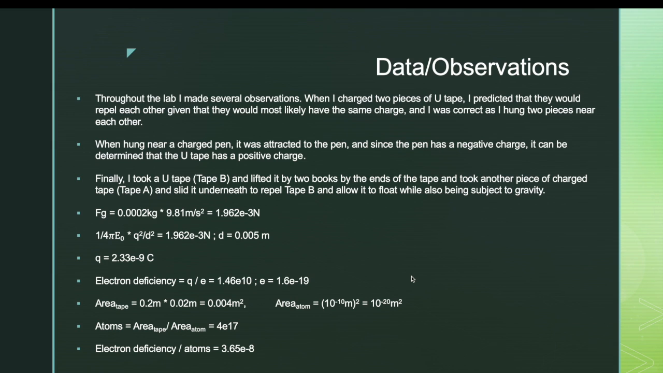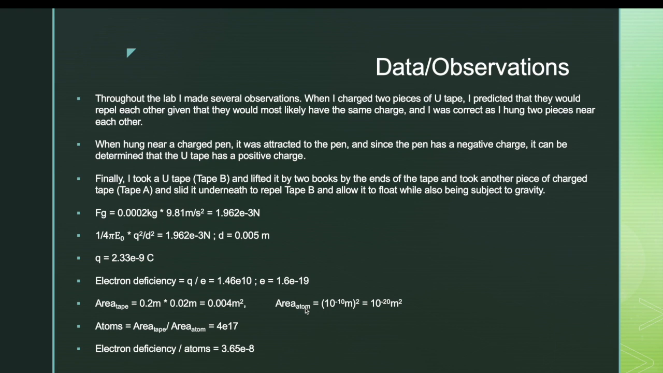I then took this charge and divided it by the charge of a single electron, where I got 1.46e10. This number is supposed to represent the electron deficiency. I then took the area of that piece of tape, and I found the approximate area of an atom. When I divided these two values, I got a value of 4e17, which is supposed to represent approximately the amount of atoms that were supposed to be on that piece of tape. Lastly, I calculated a ratio of the electron deficiency to the atoms, which came out to around 3.65e-8.